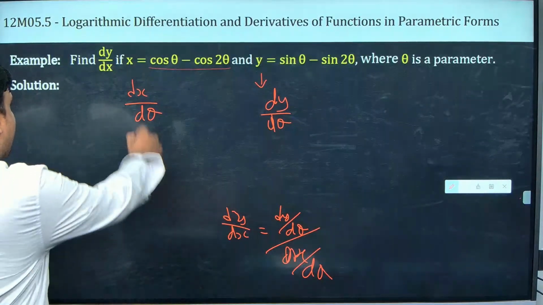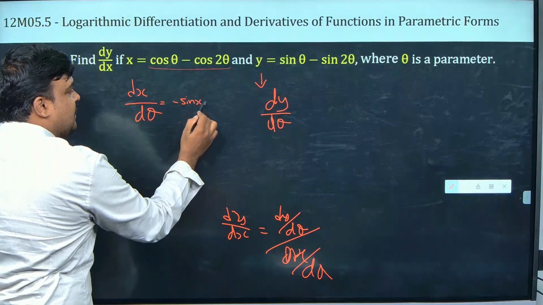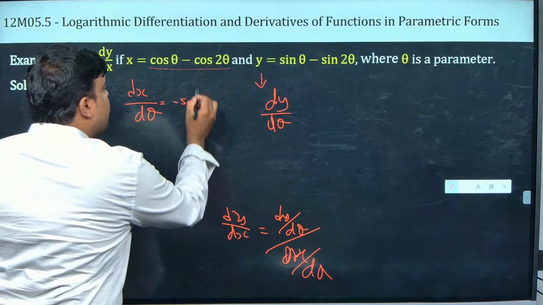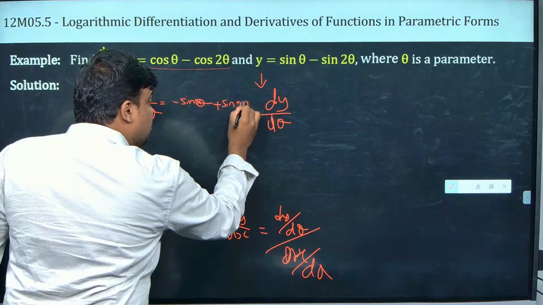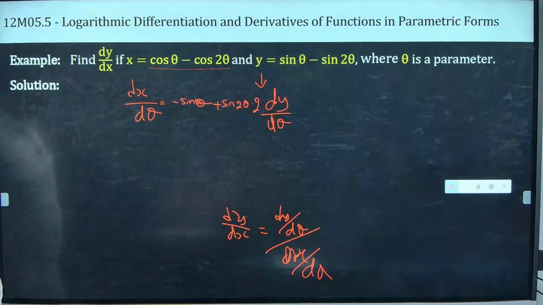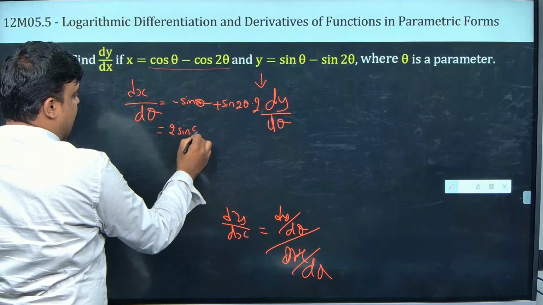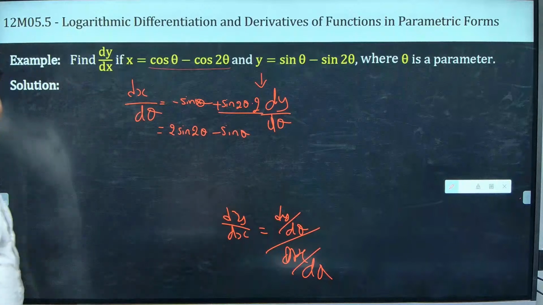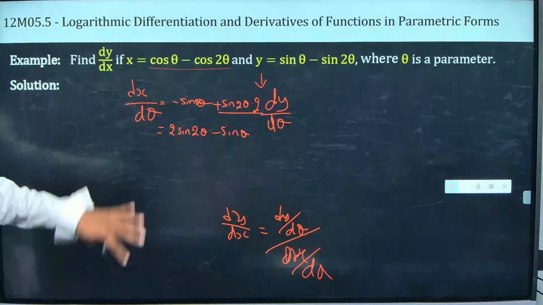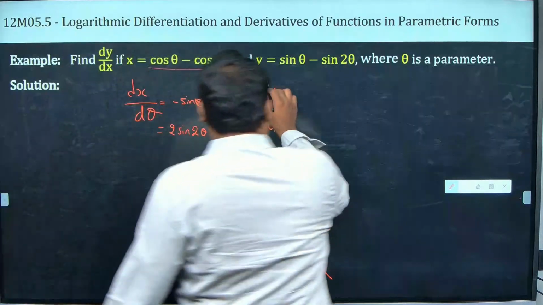Clear? இப்போ என்ன நடக்கும்? cos x differentiate பண்ணா minus sin x. Sorry, not x, theta. Okay. Now minus is there, so plus sin 2 theta dot 2. Are you getting this, guys? So I will rewrite like this: 2 sin 2 theta minus sin theta. என்ன பண்ணிருக்கேன்னு புரியுதா? பிளஸ்ல முதல்ல இருந்தா நல்லா இருக்கும். பிளஸ் முதல்ல போட்டு மைனஸ் ரெண்டாவது போட்டு. கிளியரா?